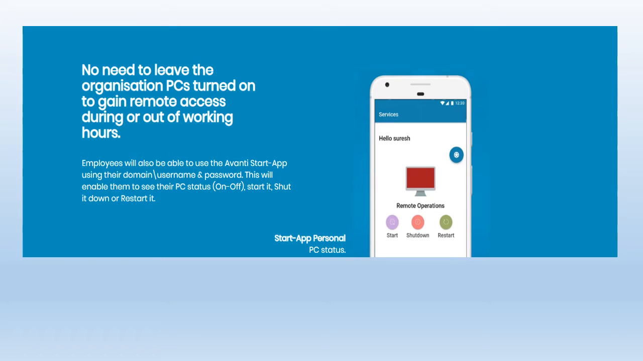As an IT manager, one of the questions I'm usually asked is whether the user can leave their PC on. There is no need for that anymore, as the user now has control by downloading the application from the App Store or Google Play and then installing it and logging on using their domain credentials. So the same username and password they would use to log on to the domain, they would use to log on to the applications. From there on, they will be able to see the status of the PC, whether it's on or off, and they'll be able as well to restart it, shut it down, or start it.